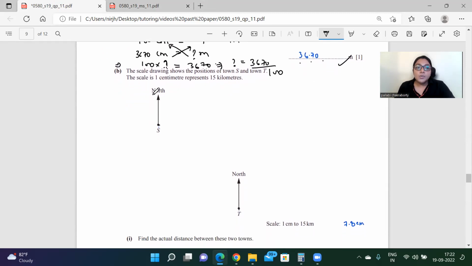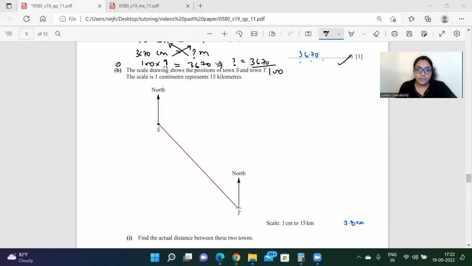Next one. You have to put a scale and draw a line between S and T and measure it. That is what you have to do. The measurement comes out to be 7.8 centimeters. But the scale over here is given as 1 centimeter is equal to 15 kilometers. So 7.8 centimeters will be x kilometers. x is what we have to find. What do we do? Again, cross multiplication and equate.